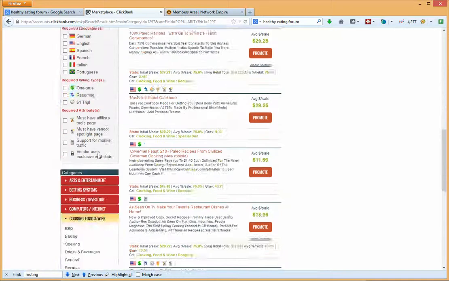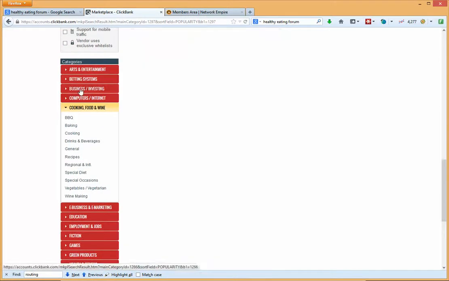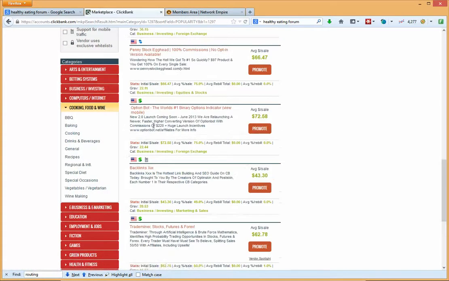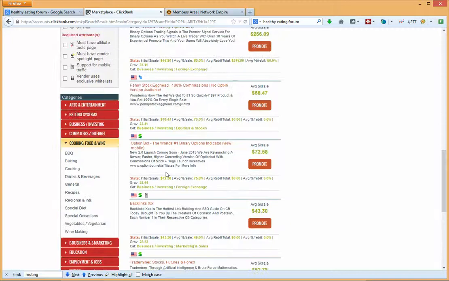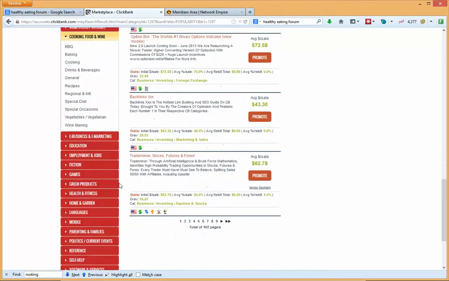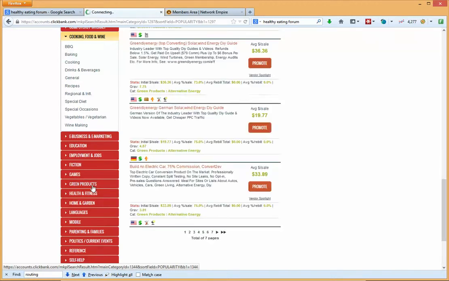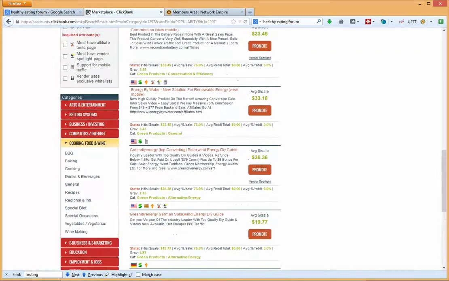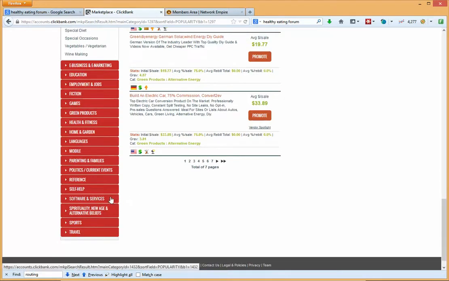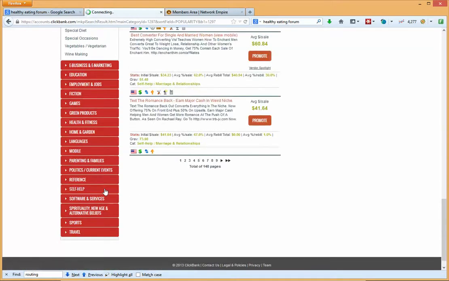So for business and investing, for example, there's a lot of stuff about stocks here. We have green products. Self-help stuff is always pretty good.